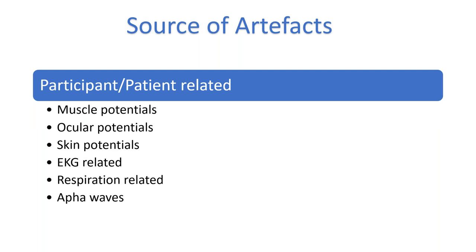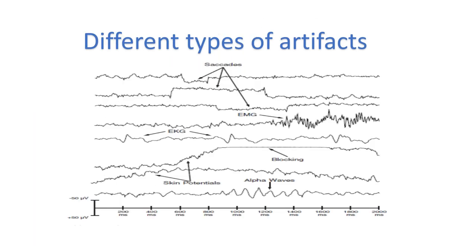The other source of artifacts, where we have more difficulty in controlling, is the participant or patient related. I can also call it physiological artifacts. These become very difficult to control. The physiological artifacts generally include muscle potentials, ocular potentials, skin potentials, EKG, heart related potentials, respiratory related potentials, or it could be related to the EEG potential, that is the alpha waves. This shows some of the artifacts that are normally recorded while we are recording auditory evoked potentials or any evoked potentials. You can see here, there can be potentials because of the ocular thing, that is the saccades. EMG is the muscle potentials, and you have the skin potentials or the alpha waves. So like that, you have different potentials.